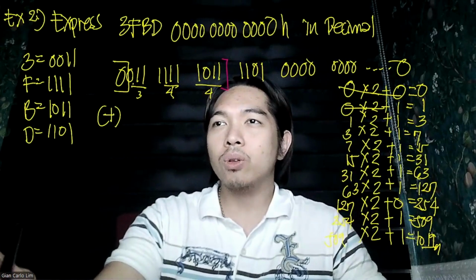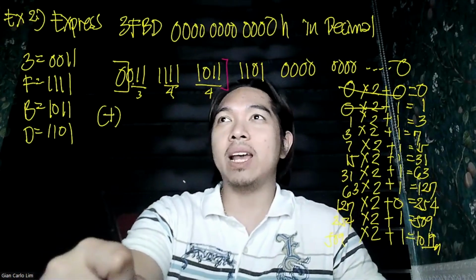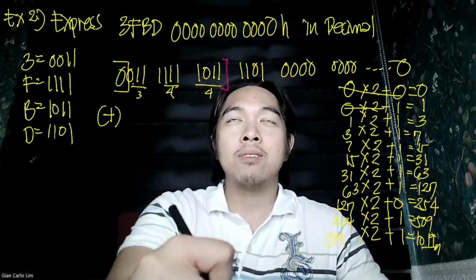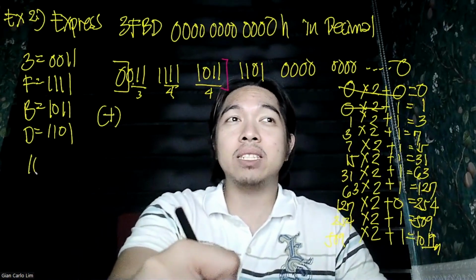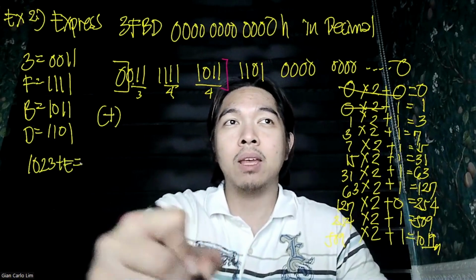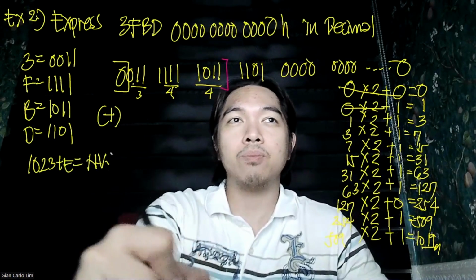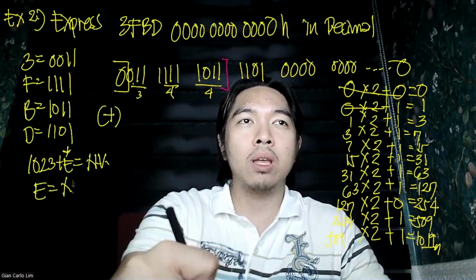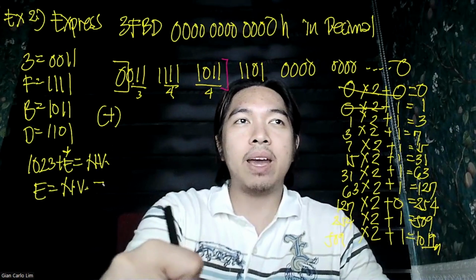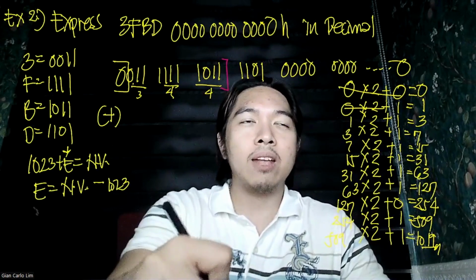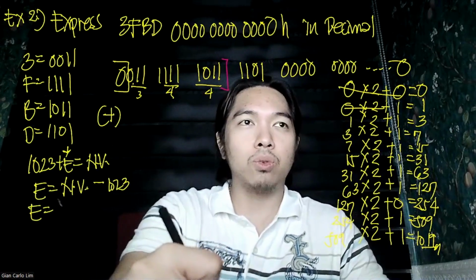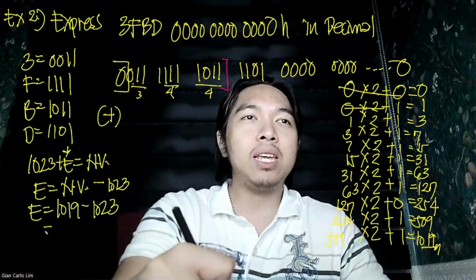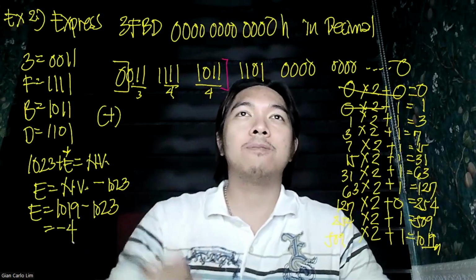Ngayon, kunin natin yung denormalized value niya. So how do we get that? So di ba nga, the formula for normalizing is 1023 plus E, that would be the normalized value. So gawin natin, hanapin natin si E. So that E would then be equal to the normalized value minus 1023. And for that case, the E would then be equal to 1019 minus 1023. And E would then be equal to negative 4.